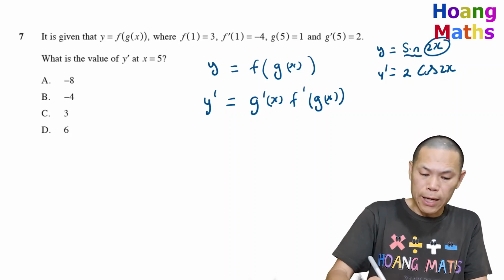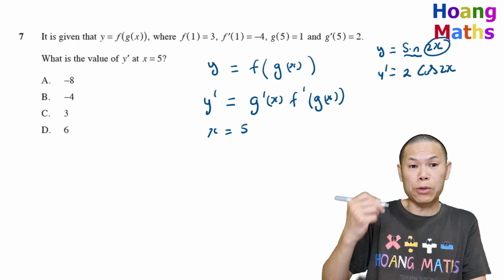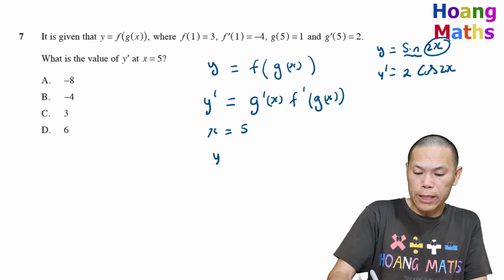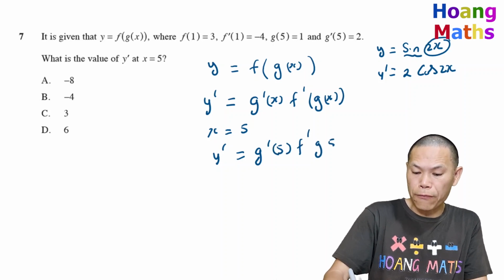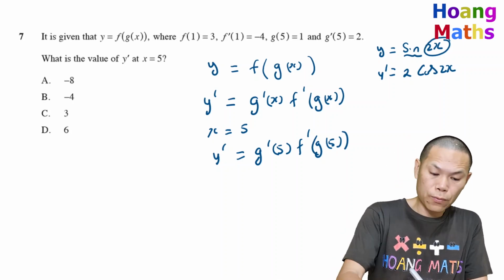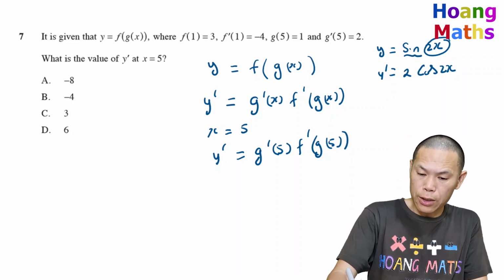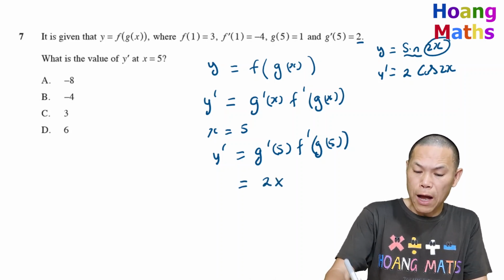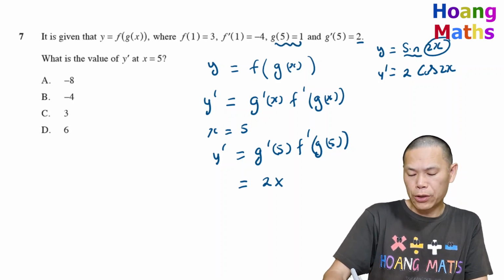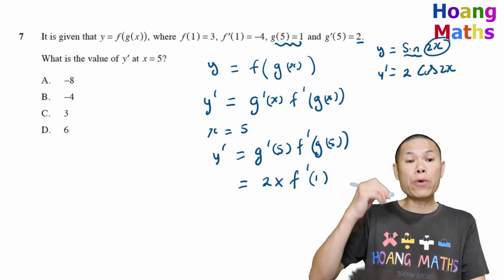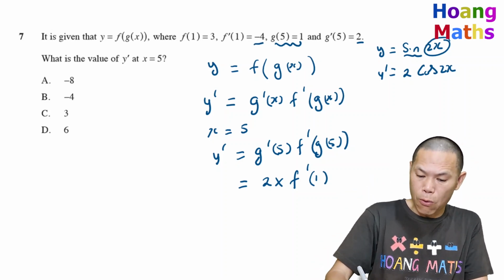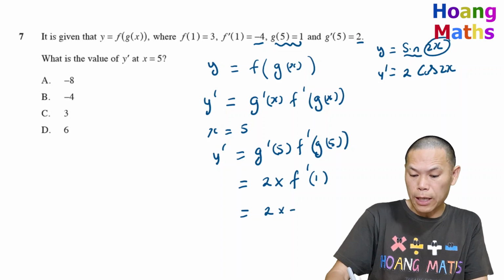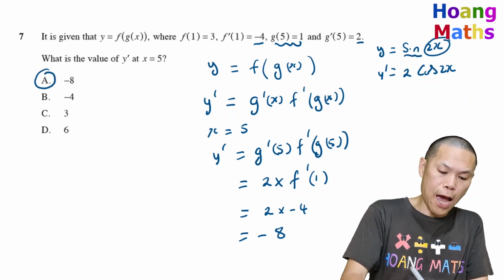So now we just replace, so when x is 5, we just substitute, x becomes 5, so y dash equals g dash 5, and then f dash g of 5. Now we know g dash 5 is 2. We just replace with this. So 2 times f dash g of 5. So g of 5 is 1. So that means f dash 1. So now we know that f dash 1 is negative 4. So the answer is 2 times negative 4. So the answer is negative 8. So the answer should be A.